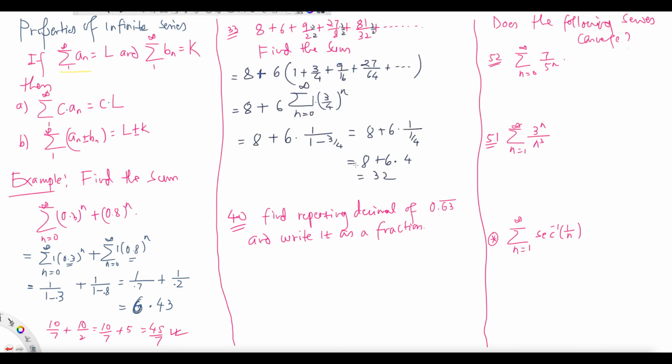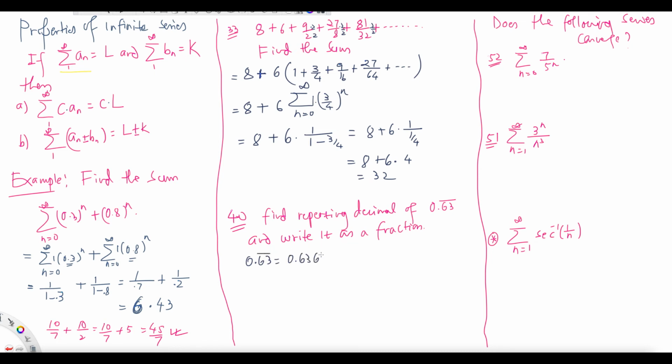So question number 40: find the repeating decimal 0.63 in fraction form. You want to write that in the fractional form. How do I do that? Let us write this one as 0.63 with a bar over it.